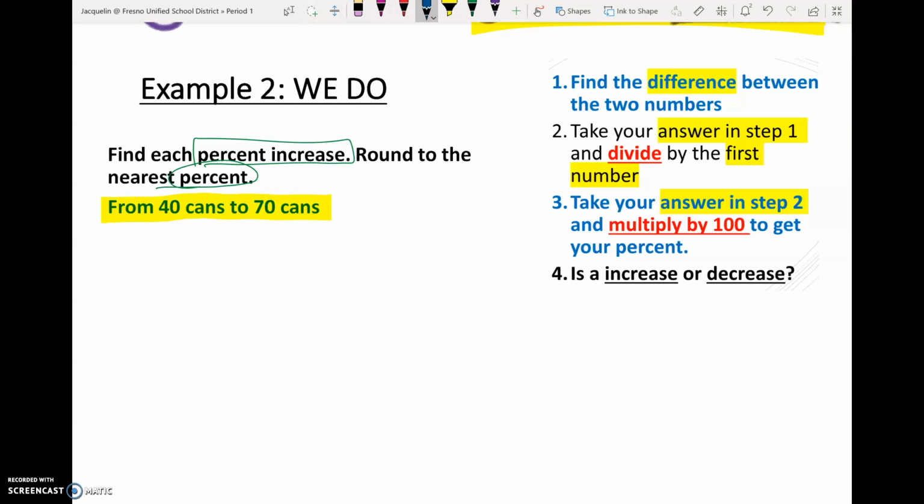Your answer should have been 75%. And is it an increase or decrease, class? It should be, since it went from 40 to 70, that should be an increase percent.